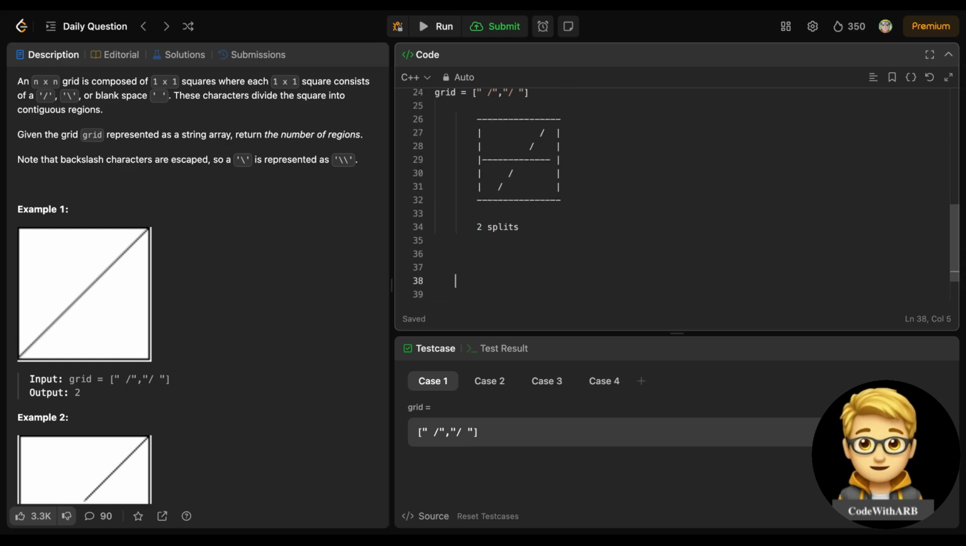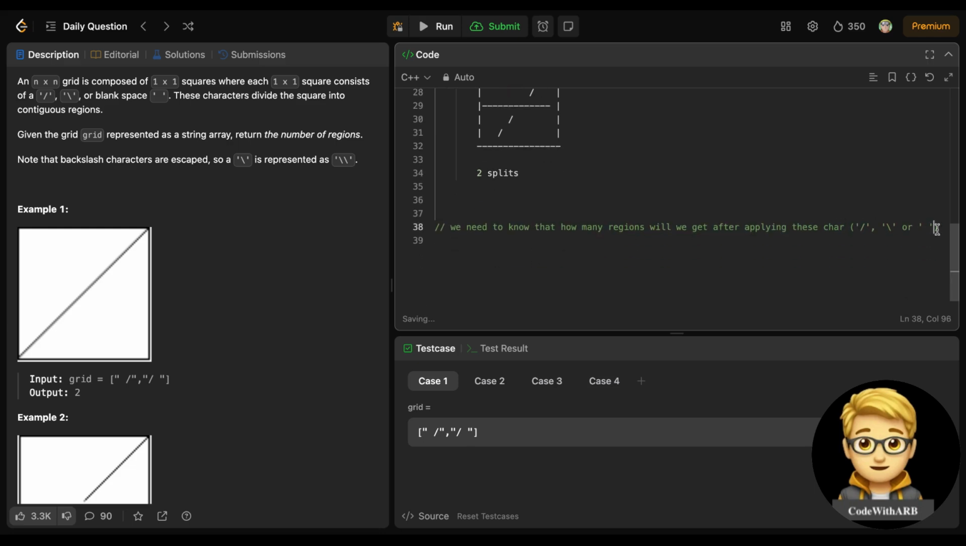So we just need to know how many regions we will get after applying these characters, which are forward slash, backward slash, or empty. That's what the question is simply asking. But how will we find it?